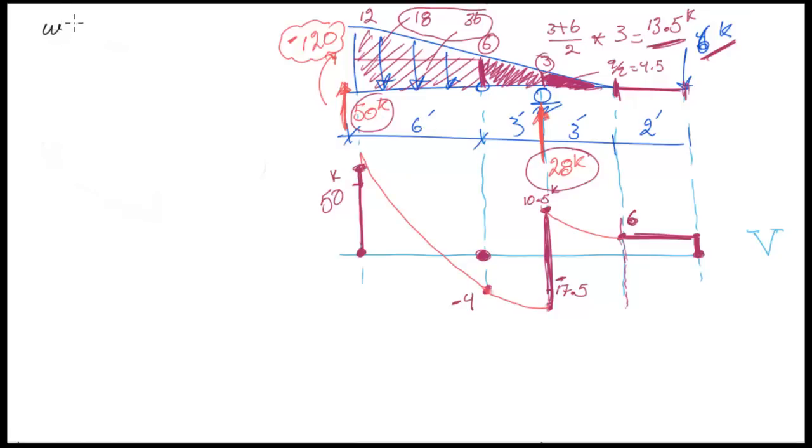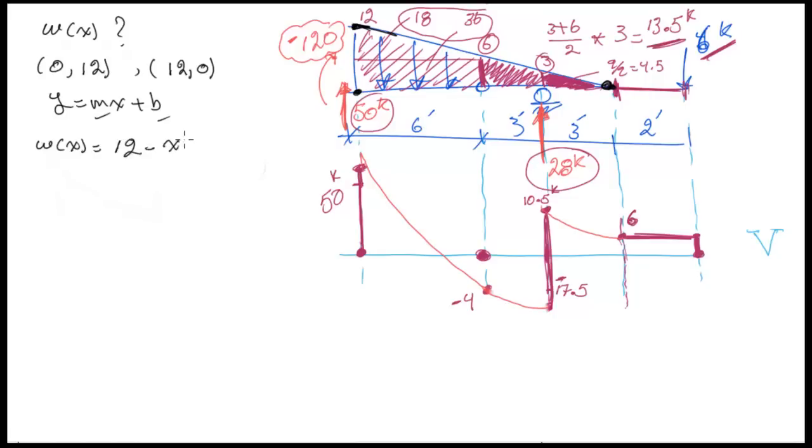So what is my load equation? If you look at this, just pick two points. Let's say you pick this point right here, start from 0, so it's 0 and the value right here is 12, so it's 0 and 12. The second point is this one, 12 and 0, on this line. If you apply y equals mx plus b, the equation of a straight line, and use these points to identify m and b, you will end up having w(x) equals 12 minus x. This is the equation of the line.